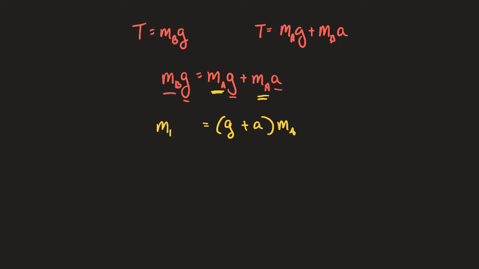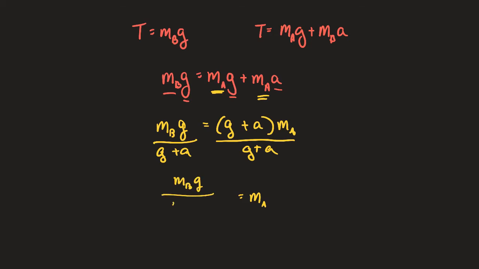This side hasn't changed. You'll notice I'm doing this problem without putting any numbers in it, because I know you're going to have to do an expression problem. Now, again, I need MA by itself, so I'm going to divide both sides by G plus A. This will give me the mass of person A has to equal the mass of person B times G over G plus A.